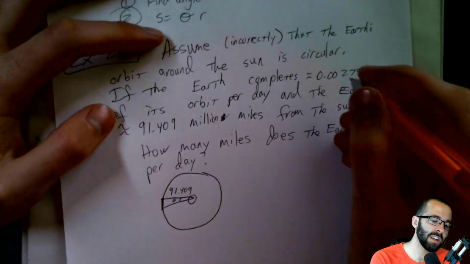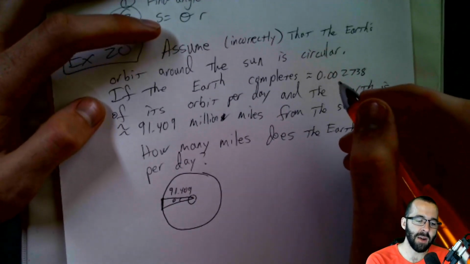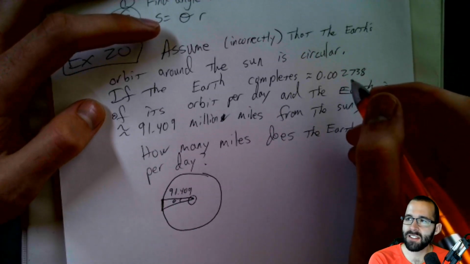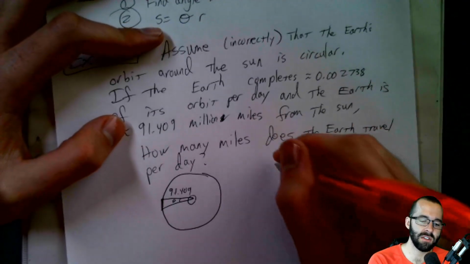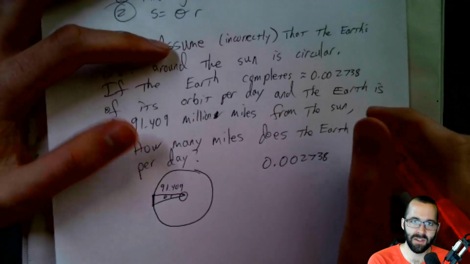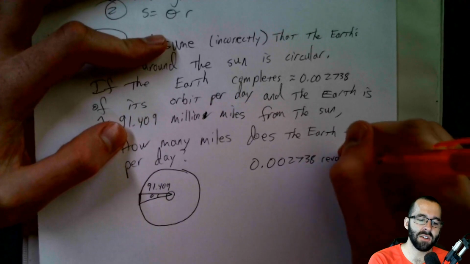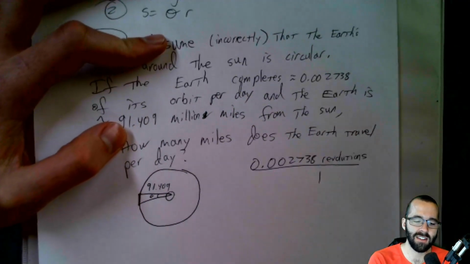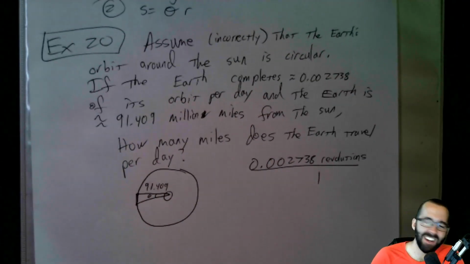So what we're given is how many revolutions are completed in a single day. All right, so this is revolutions, 0.002738. We're going to deal with RPM on tomorrow's video, but this is revolutions, and we need to convert that to radians. Unit conversions. Perfect. Great, great, great.